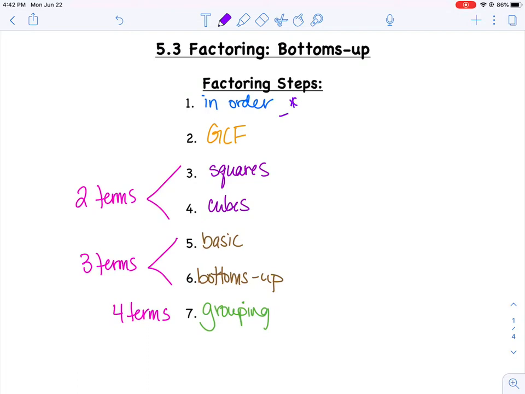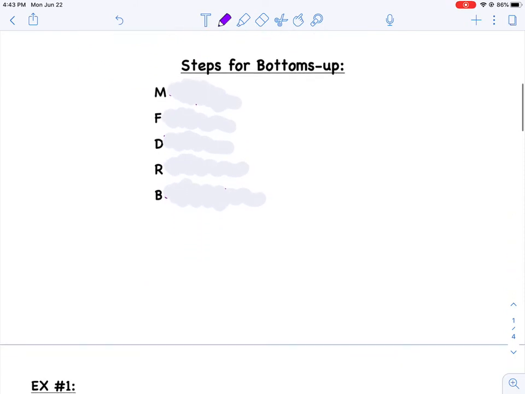Now, we've talked about a lot of these techniques already. And so now we're going to talk about bottoms up. What is the difference between a basic factor problem and a bottoms up problem? Well, let me show you. Now, there are so many different rules and so many different steps to follow with all of these different math problems. So I've come up with my own steps to follow when we do bottoms up.